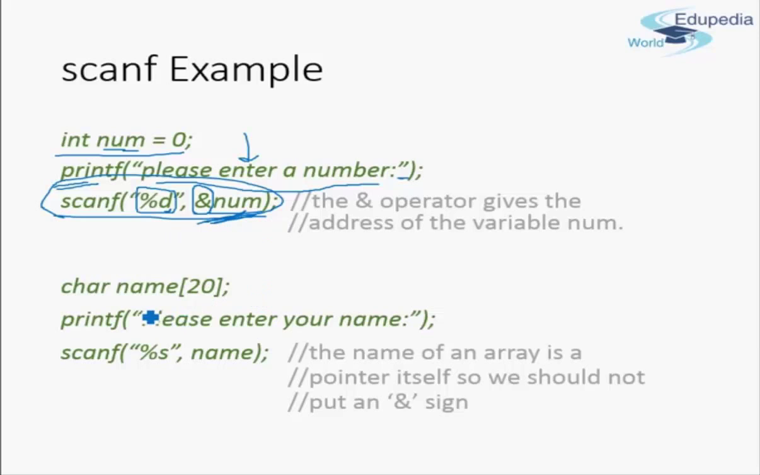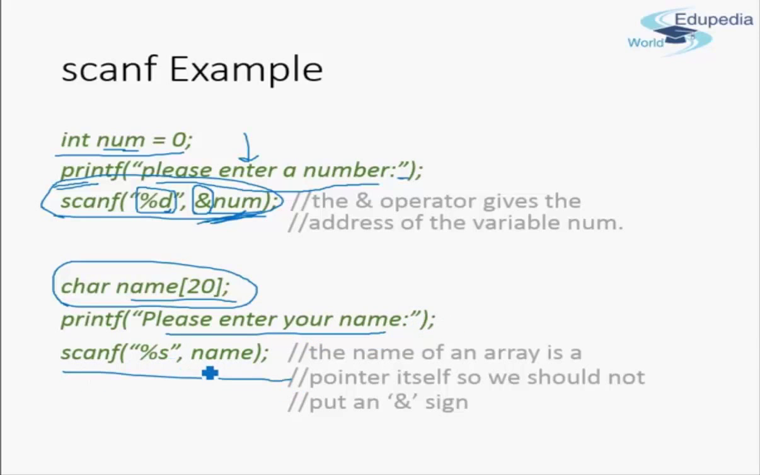Now suppose I want to scan a string, a name, from the user. So what I will do is declare a character array. We have just learned a few slides back that a character array is a string in C. So we will ask the user to enter their name: "Please enter your name:". Then we write the scanf statement, percentage s and then name.